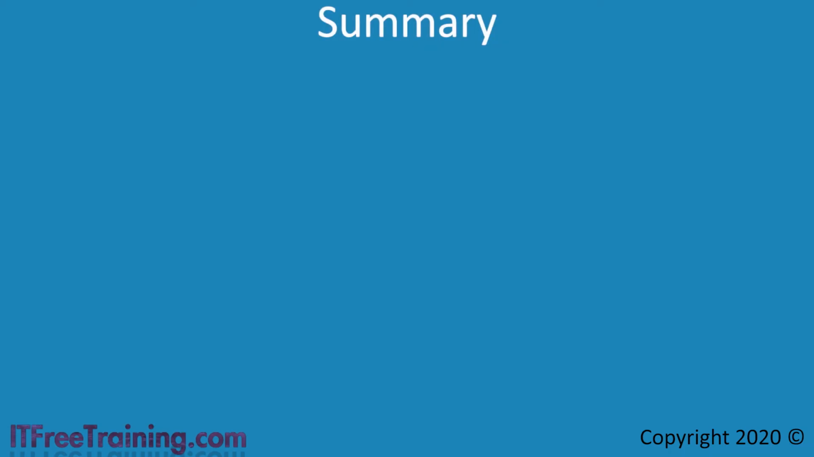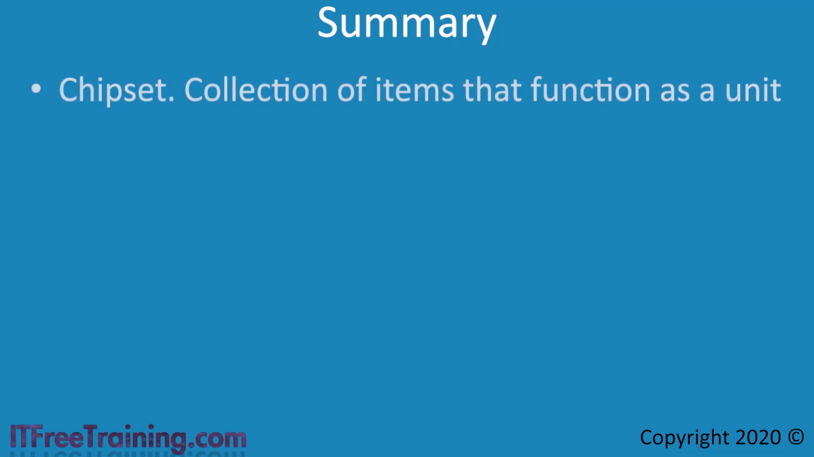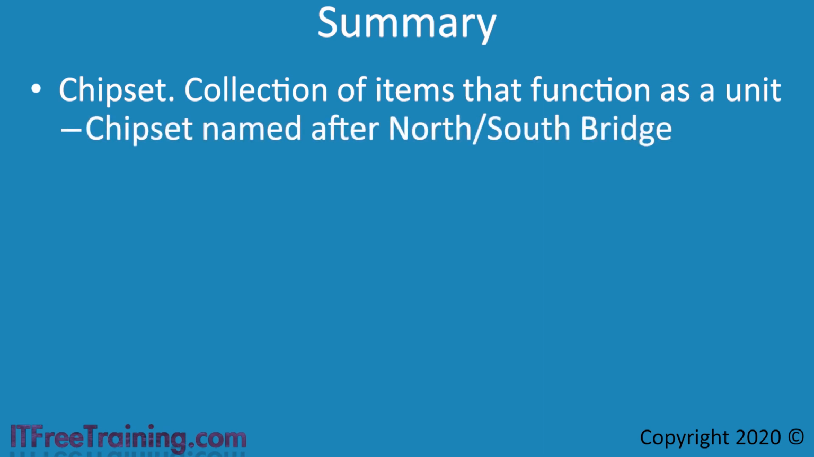Before finishing this video, I will do a quick summary of the major points. A chipset is a collection of items that function as a unit. The main component of the chipset are the north and south bridges, and thus the chipset is named after these. The chipset will only work with certain other components. For example, a particular chipset will only support certain CPUs and memory types. The chipset is like the spinal cord that connects all the other components together.